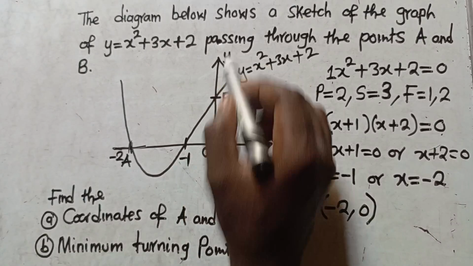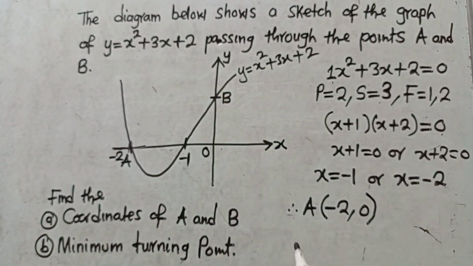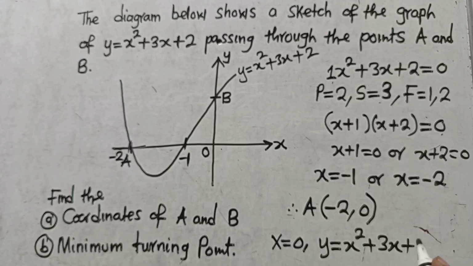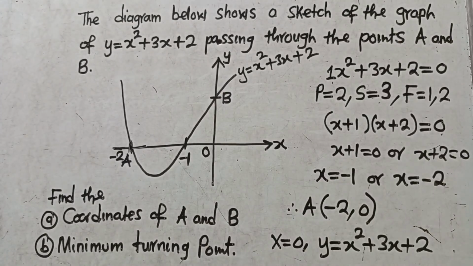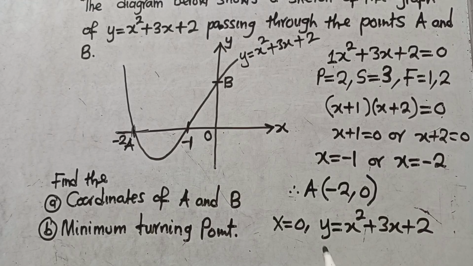B is on the y-axis. On the y-axis, you know that x is what? x is 0. So on this particular equation, y is equal to x squared plus 3x plus 2, where there is x, put a 0. Because you know that on the y-axis, x is 0. Where there is x, put a 0.